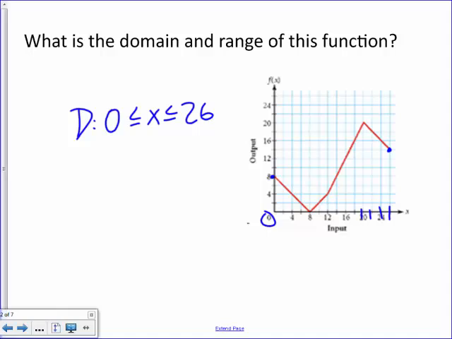And how about the range for the y's? What's the smallest y that we have? Well, when y is 0, and when y is 20. So from 0, less than or equal to y, less than or equal to 20. So there's our domain and range. Okay, so I'm going to get values in between there.